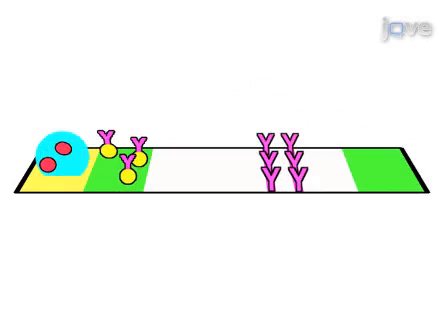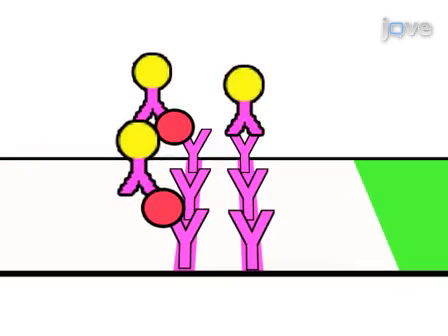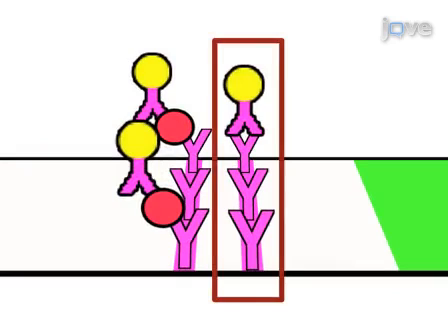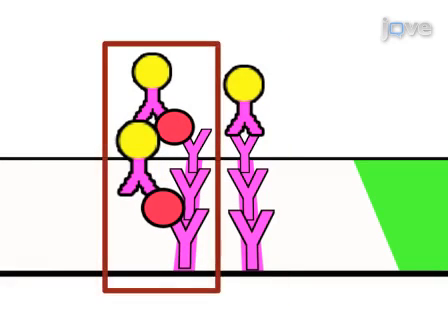The second step is to allow the solution to migrate along the membrane. The next step is to determine whether the test is valid by examining the internal control line. The final step is to interpret the test result by examining the test line.